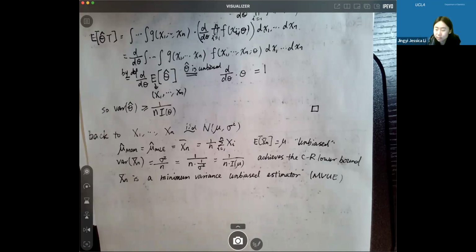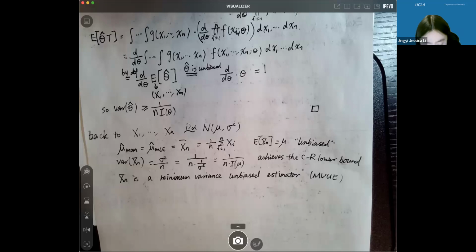So that's why you see math is useful. You are not just using empirical evidence to see, this one seems to perform best, but you have the theoretical justification. So you can save a lot of empirical efforts. I hope that makes sense. Okay, so that's the Cramér-Rao inequality.